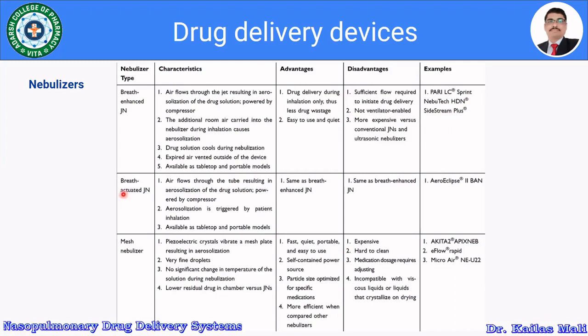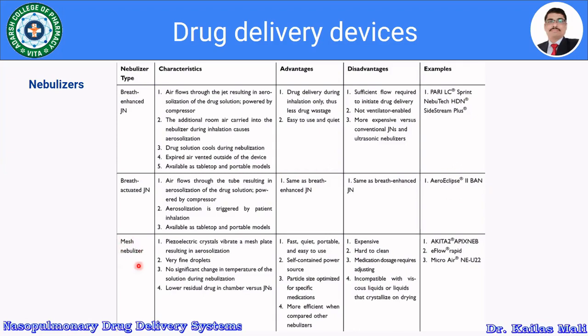Let us see the characteristics of the breath actuated jet nebulizers. Airflow through the tube results in aerosolization of the drug solution powered by a compressor. Aerosolization is triggered by patient inhalation. That's why it is said to be breath actuated. Available as tabletop and portable models. The advantages and disadvantages are the same as the breath enhanced jet nebulizers. For example, Aero Eclipse 2. I think so. It is banned.